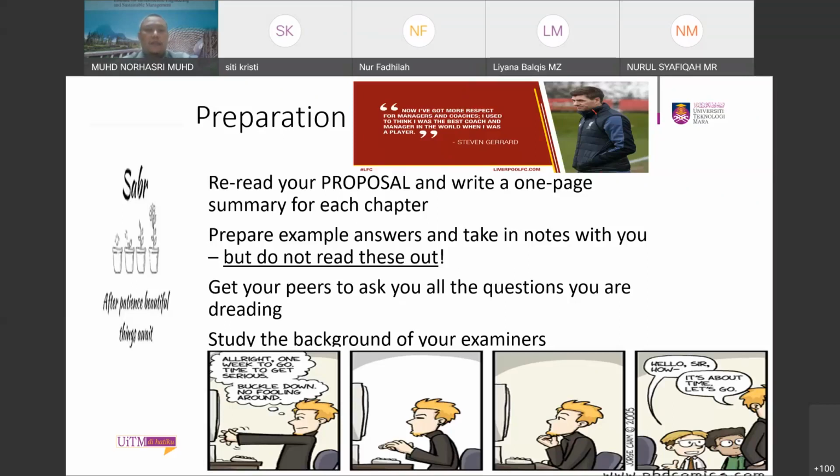Read your proposal, prepare example answers. These are the things that I highlighted. Do not read this out. Put short-form answers beside you, so that you just show keywords there, and then you present using your own words. Because as a panel, I always see the confidence level of the students during their presentation. So just put your nerves down.